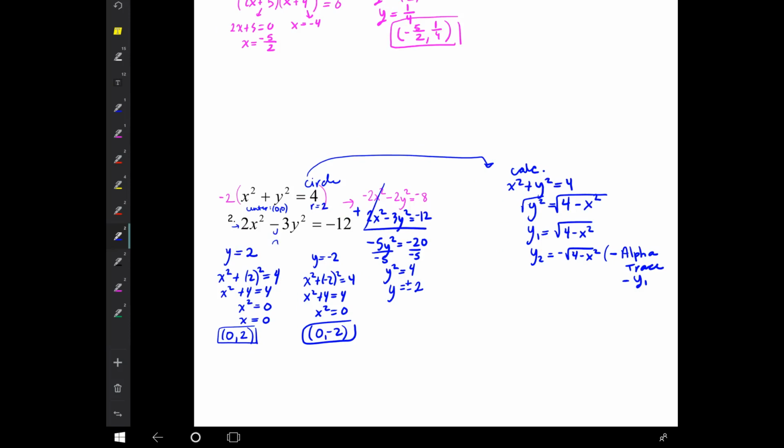So looking at the second equation, 2x squared minus 3y squared equals -12. I'm going to go ahead and solve this for y.